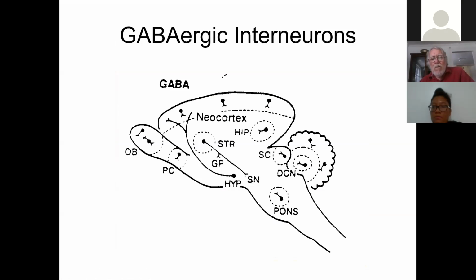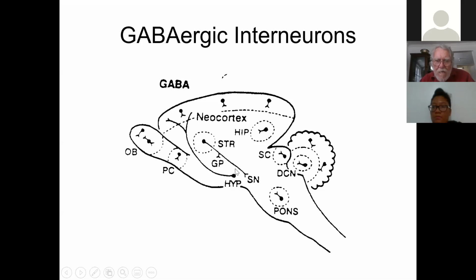So now let's look at the GABAergic interneurons. And what we can see is that most of the GABAergic interneurons are found right within particular areas. So there's a large amount of GABA interneurons found here in the neocortex, in the hippocampus, in the superior colliculus, in the pons, and in the cerebellum.